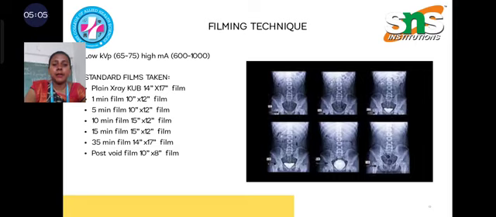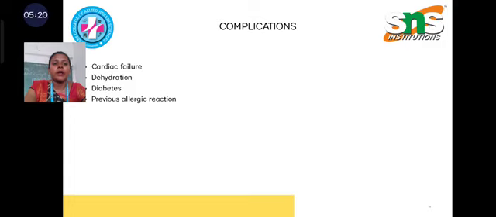The first film should be a plain X-ray and the next at 1 minute. After 1 minute, the 5 minute film should be taken. After 5 minutes, the 10 minute film, and after 10 minutes, the 15 minute film. Then the 35 minute film and the post void. After the post void, the patient can leave the X-ray hall if there are no complications.